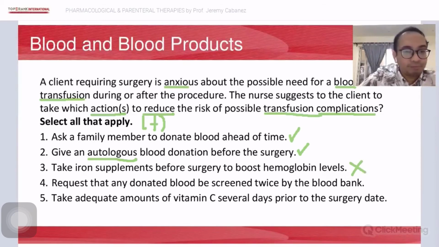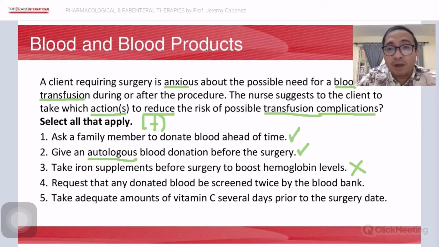Next, number 4. Select all that apply pala to. Number 4. Request that any donated blood be screened twice by the blood bank. Anong pinalalabas mo sa number 4? Pinalalabas mo na may doubt ka sa blood bank. Okay? So definitely, is it a type of a collaborative approach? Hindi po. So yung number 4 ba, therapeutic action ba ng nurse at sa kanyang mga co-workers of multidisciplinary team? No. So definitely eliminate number 4 kasi may doubt ka sa blood bank.